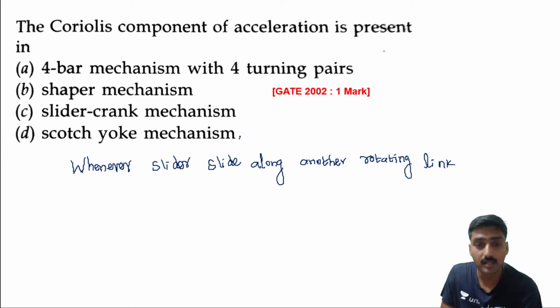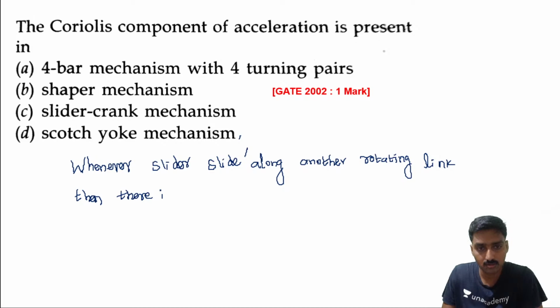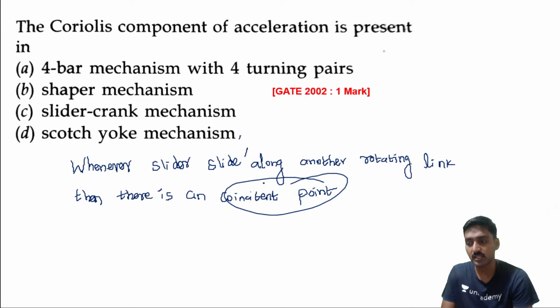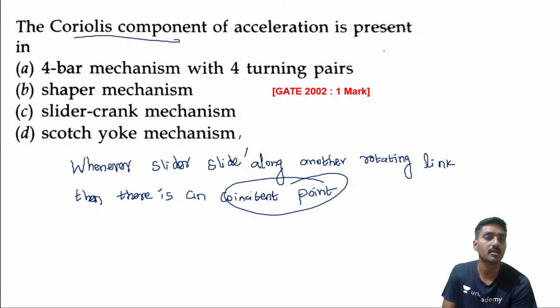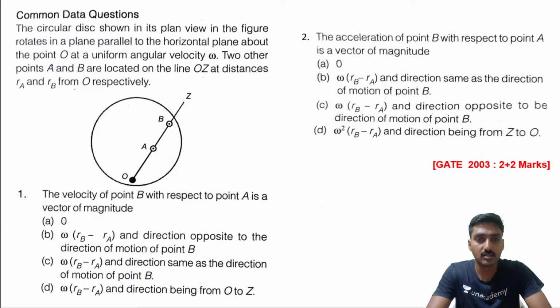Slider slides along the another rotating link. Then there is a coincident point. Whenever the coincident point is available, then it comes under the Coriolis component of acceleration. Yeah, it is in the Sapper method. Very good, Saurav.